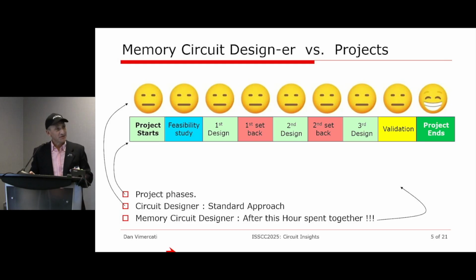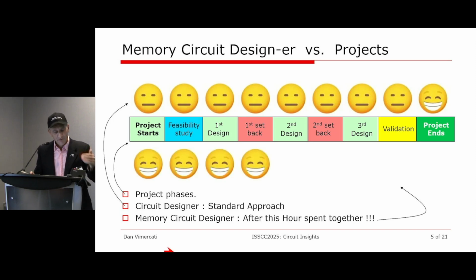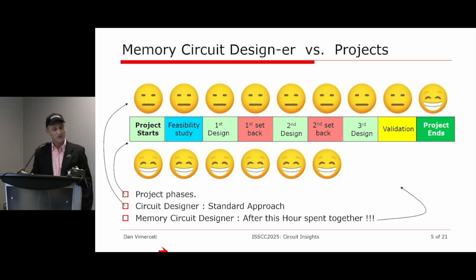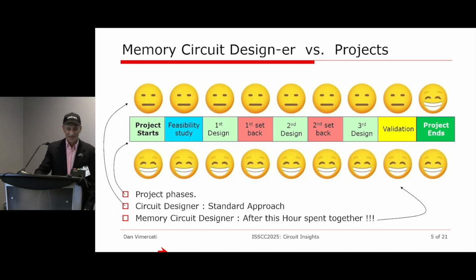I hope that after this talk you're going to approach the different phases like this: project starts, feasibility study, first design, first setback, no problem, we are going to find a solution for sure. Second design, second problem, no problem, we will find a solution. Solution found, validation, project ends. Okay? This is what I hope.